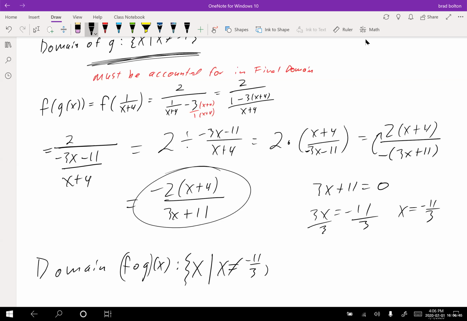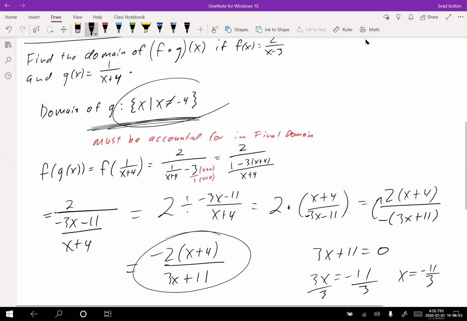And x cannot equal what else? We also cannot have x equal, we said from the beginning, -4. So we have to include that. x also cannot equal -4. And that is how you find, that's like a long way to find the domain of f of g of x in this problem. Okay, so yeah, it's a little bit annoying to find the domain.